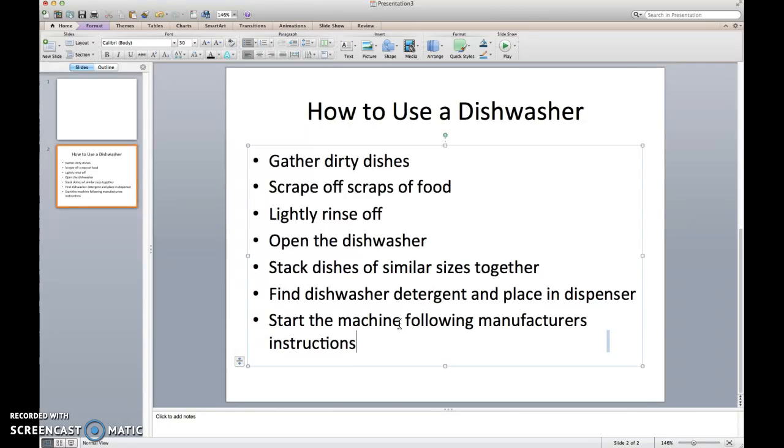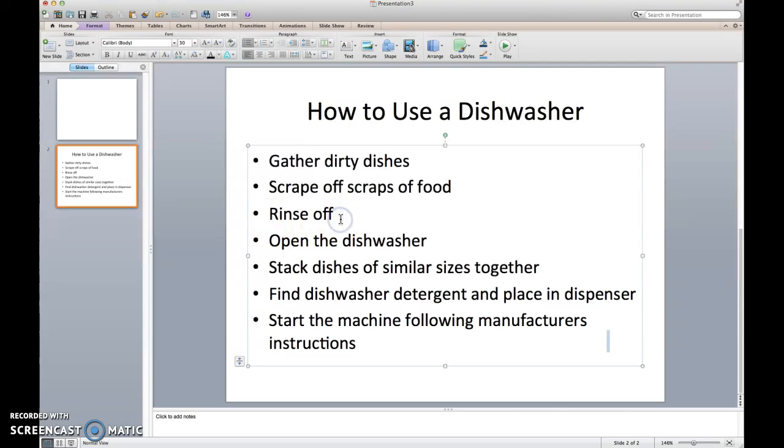Did you notice that "shut the door" was after it said "start the machine"? That's kind of the silly stuff. So when you're creating a bulleted list, you want to make sure it's bold, well edited, and has parallel construction. Notice this is a verb, verb, verb. Oh wait, no, that's not.